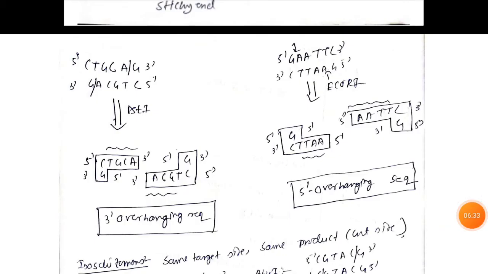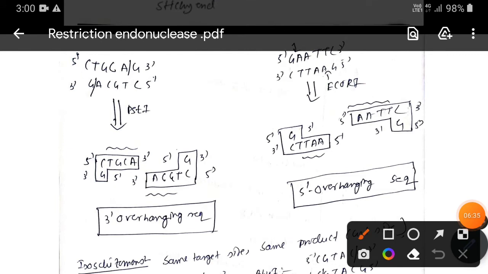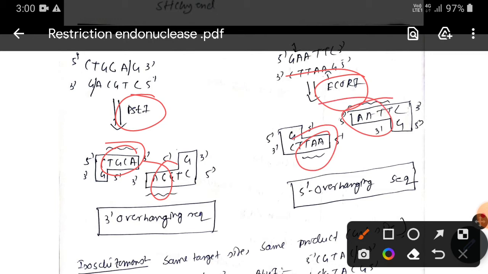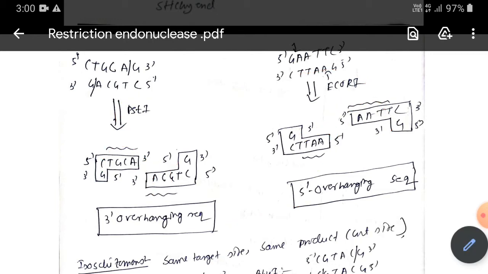Let's see this. So here we have used PstI enzyme that generates a 3' overhang, as you can see, right? And in EcoRI we had a 5' overhang. So that is the important thing that you need to know for understanding the basic concept of directional cloning. Now let's move to the topic.